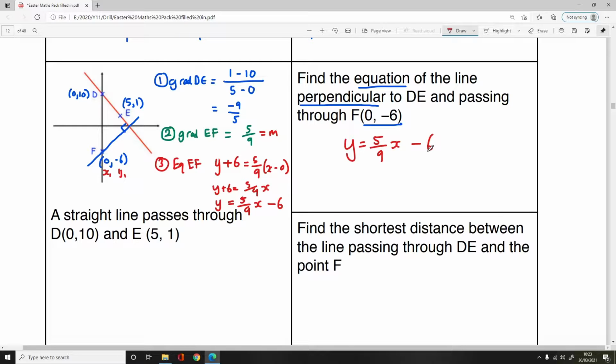What else do we have to do? Find the shortest distance between the line passing through DE and the point F. Okay. So there is basically a fact that they wanted you to use here, which is the shortest distance between a point and a line is always at right angles to it. So if we draw the scenario that we've got this line DE, we've got this line EF that's at right angles to it, and then what it's essentially wanting you to do is to find this distance here, to find the distance between the point it goes through and there.